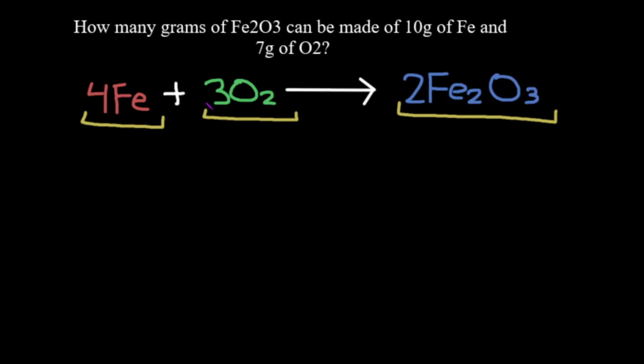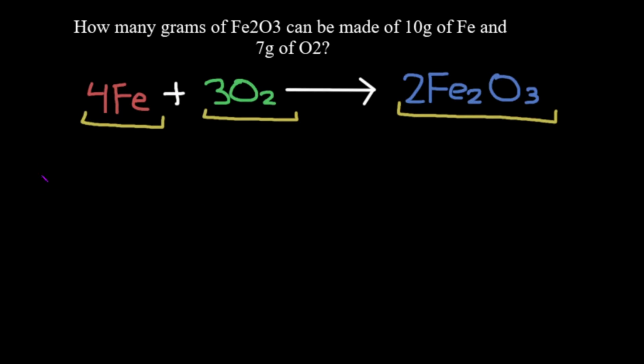Sometimes you would have a chemical equation that's not balanced, and you would have to balance it in order to continue and receive a valid answer. So let's check. We have 4 irons on the left-hand side and 4 irons on the right-hand side, and we have 6 oxygens on the left and 6 on the right. So this is balanced, so we do not need to do any balancing in this video. Now let's move on to the next step.